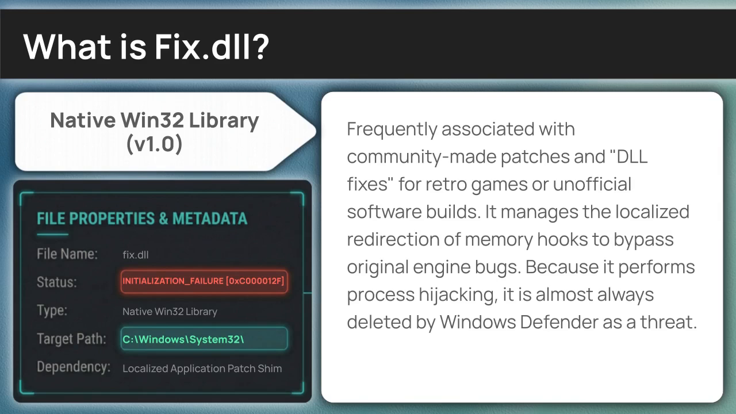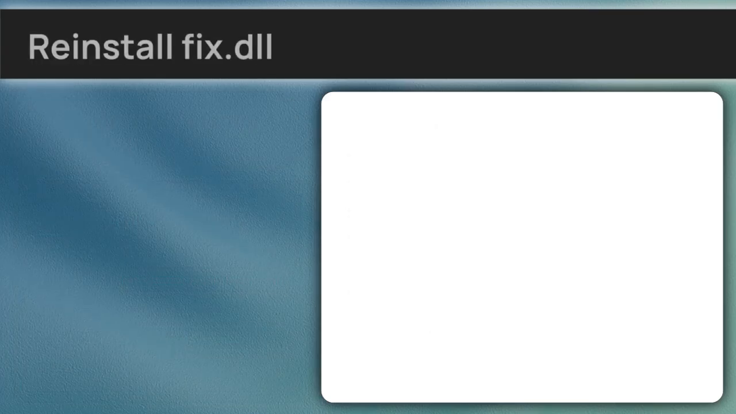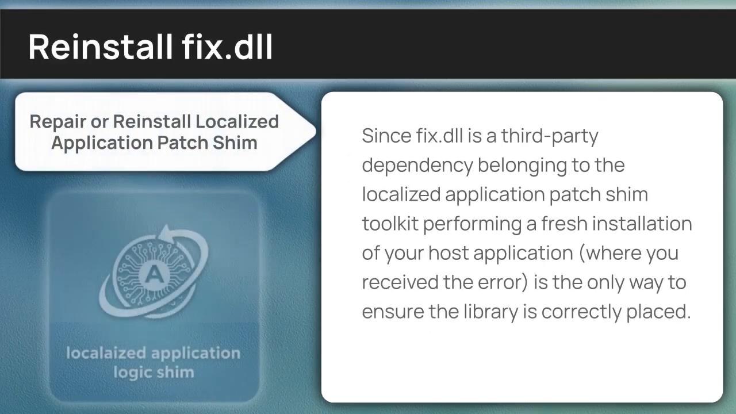With that background out of the way, here is how we actually restore the missing component. Since Fix Library DLL is a third-party dependency belonging to the Localized application patch shim toolkit, performing a fresh installation of your host application where you received the error is the only way to ensure the library is correctly placed.